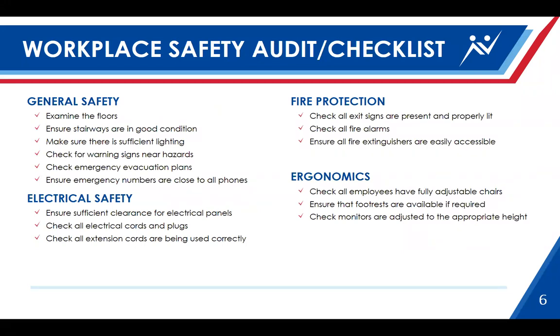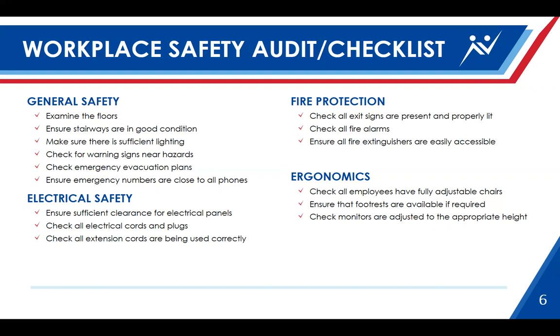So we highly recommend a workplace safety audit and checklist for your shop. There's a number of things that are going to go into this. Four areas are general safety, electrical safety, fire protection, and ergonomics. For general safety, the floors. So we talked about slip and falls. We want to make sure that the floors are clear of all obstacles and debris, so there's no hazards of employees falling while walking on the floors.